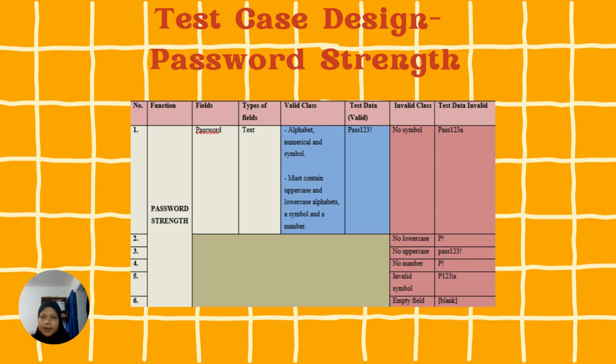meets all the criteria. For the invalid input, we tested several common mistakes to ensure proper validation. First is no symbol, second is no lowercase, third is no uppercase, and fourth is no number. And an invalid symbol, where a certain symbol is not accepted. Then fifth, where no password is entered at all.